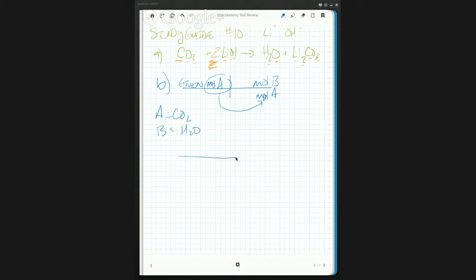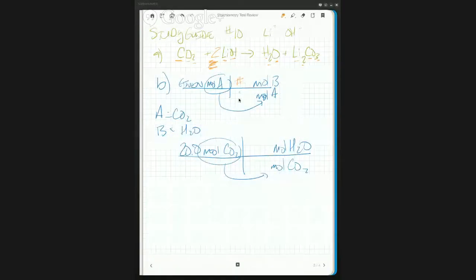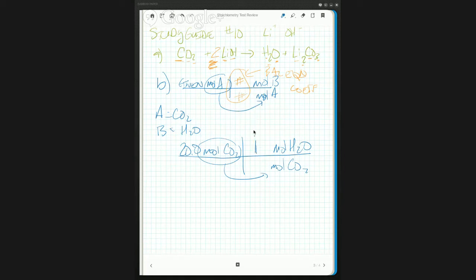So, set up our bridge again. A is CO2, and we had 20.0 moles of CO2. And so again, this needs to go down here. So we have moles of CO2 on the bottom to cancel out, and we want moles of H2O on top, okay? And then these numbers, we said this before, the number right here and the number right here, balanced equation coefficients, okay? So what are the numbers from the balanced equation? We look up here, H2O has a 1. We look at the CO2, it also has a 1. So the answer is, because the moles of CO2 cancel out, you're left with 20.0 moles of H2O.